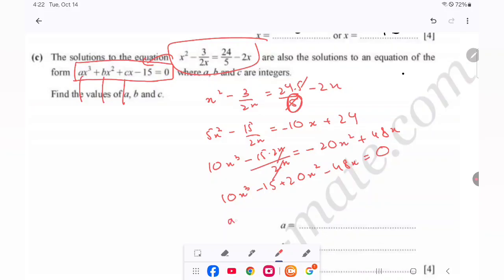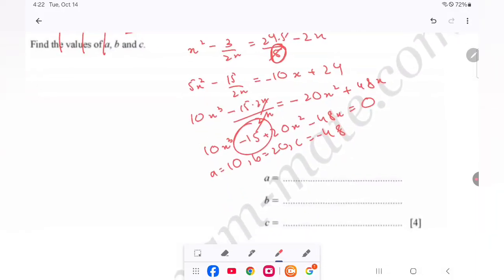A is our 10, b is our 20, c is our negative of 48, then the 15 is our constant which is given right here. So A is our 10, B is our 20, C is our negative of 48. This is our answer.